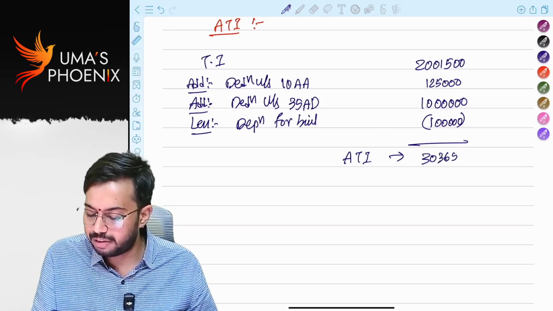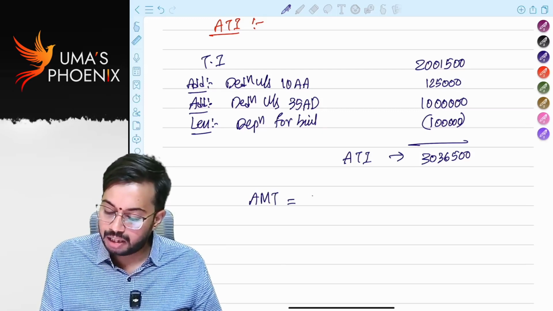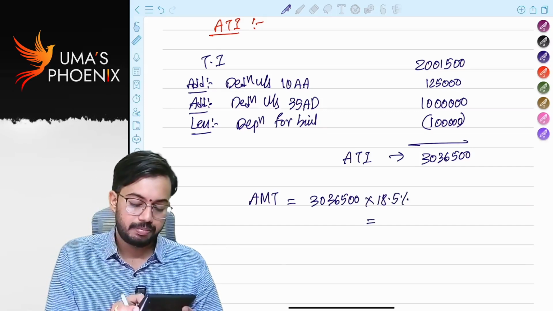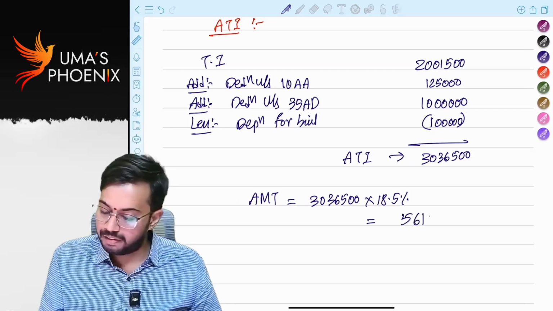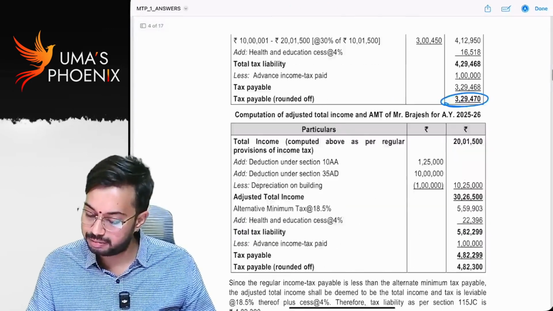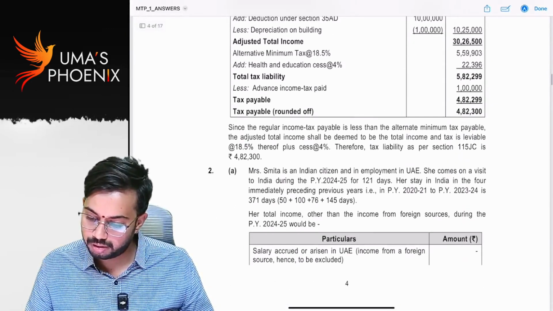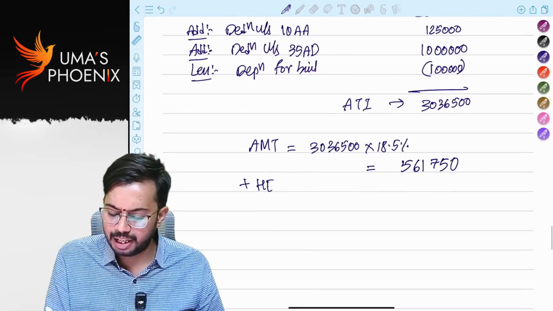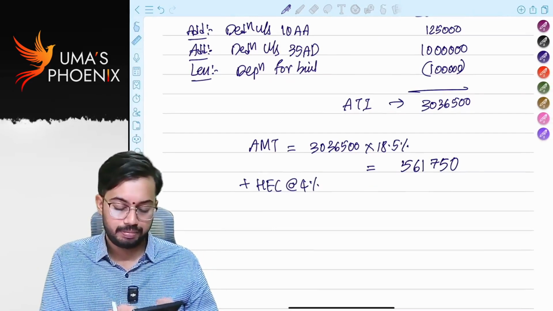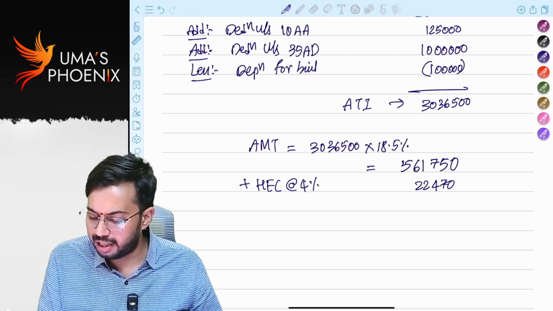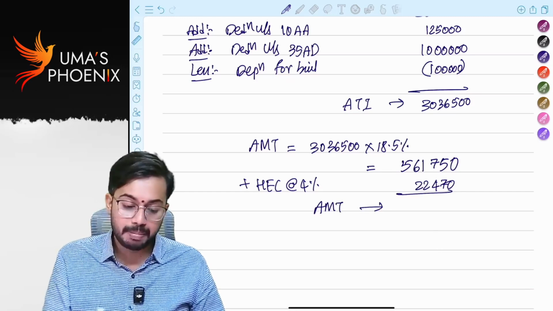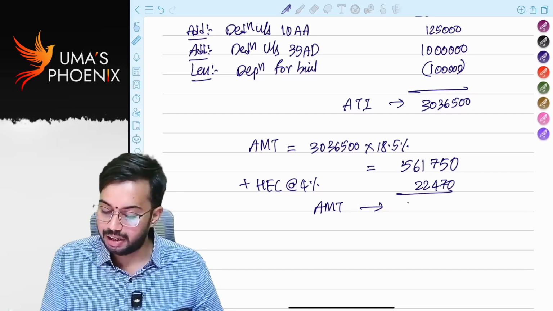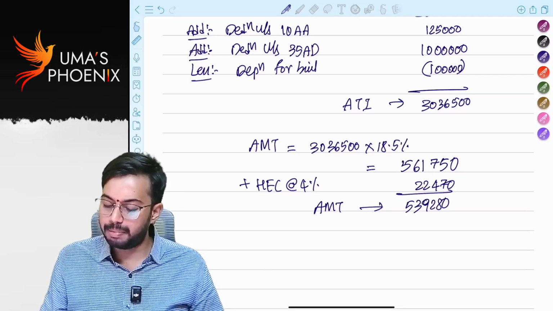30 lakh 36,500. AMT is equal to 30 lakh 36,500 into 18.5%. How much? 5,61,750 rupees. Am I correct? So to this we need to add HEC. How much is HEC at the rate of 4%? 22,470. So how much is alternate minimum tax? Alternate minimum tax is equal to 561,750 plus 22,470, 539,280.